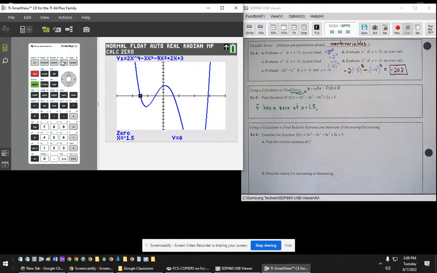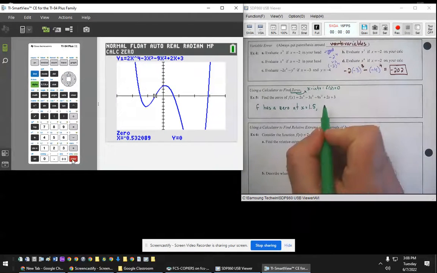So I'm going to go second Calc again, zero, move my cursor. Now I want to be on the left of it, so I'm going to stop a little bit before the zero. There's my boundary, enter. Now you can always check, look between the bars. If your zero's in between there, you're good to go. Then take a guess. So the next one would be negative 0.532.